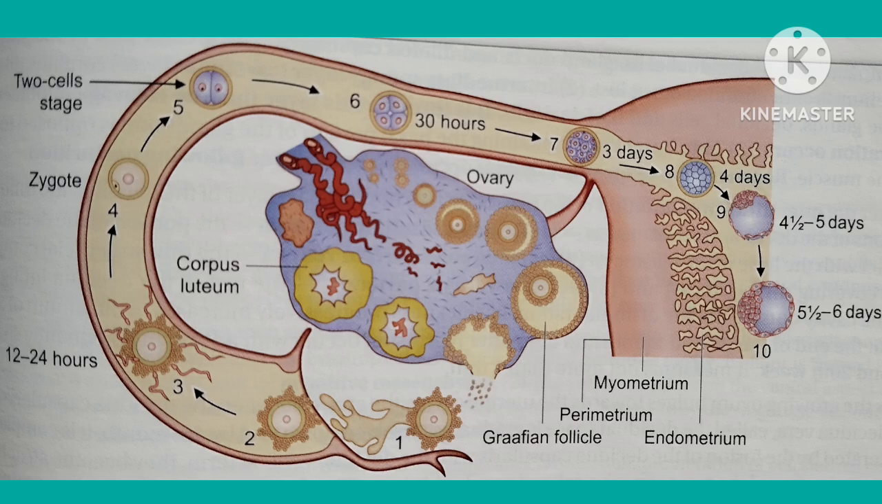Number 5 is the 2-cell stage. Number 6 is the 4-cell stage, which occurs at 30 hours. Number 7 is the early morula, and number 8 is the late morula. Number 9 is the early blastocyst stage with disappearance of the zona pellucida, and number 10 is the early phase of implantation, and this implantation takes place on the uterine wall. Now let me talk about antenatal care.